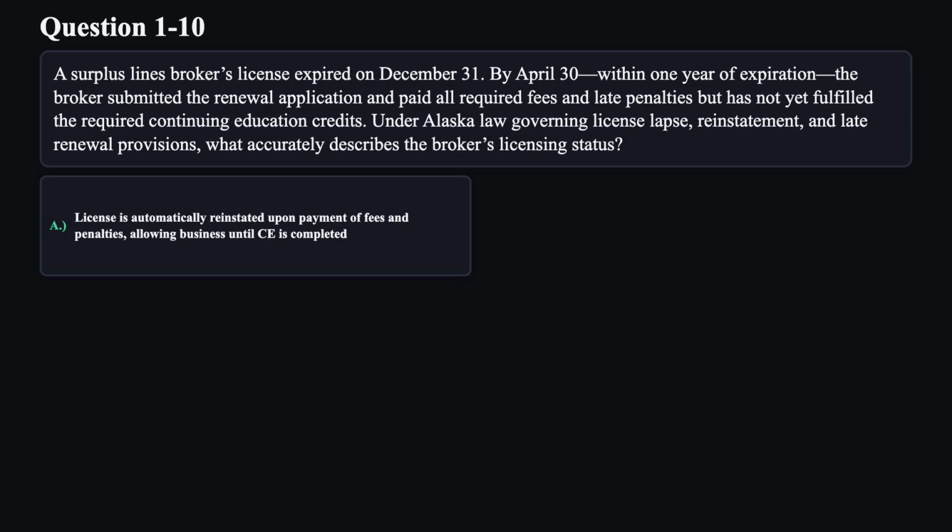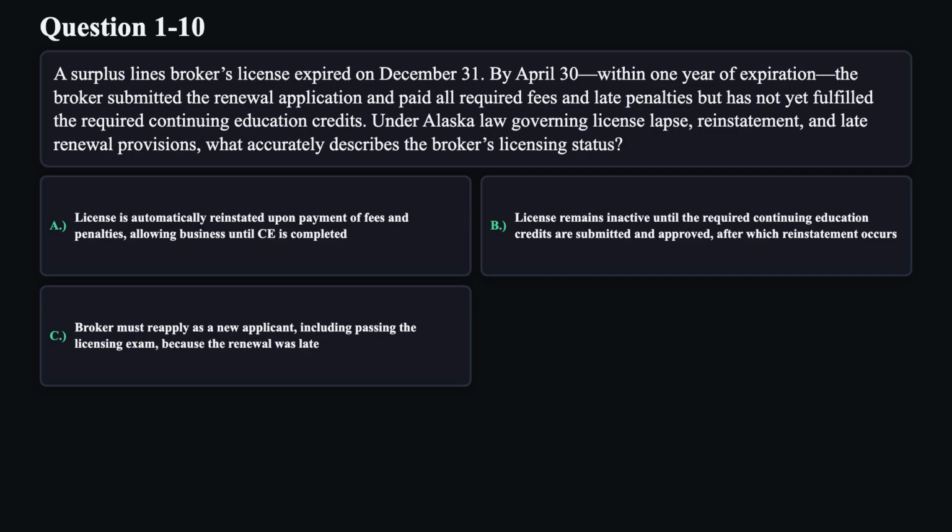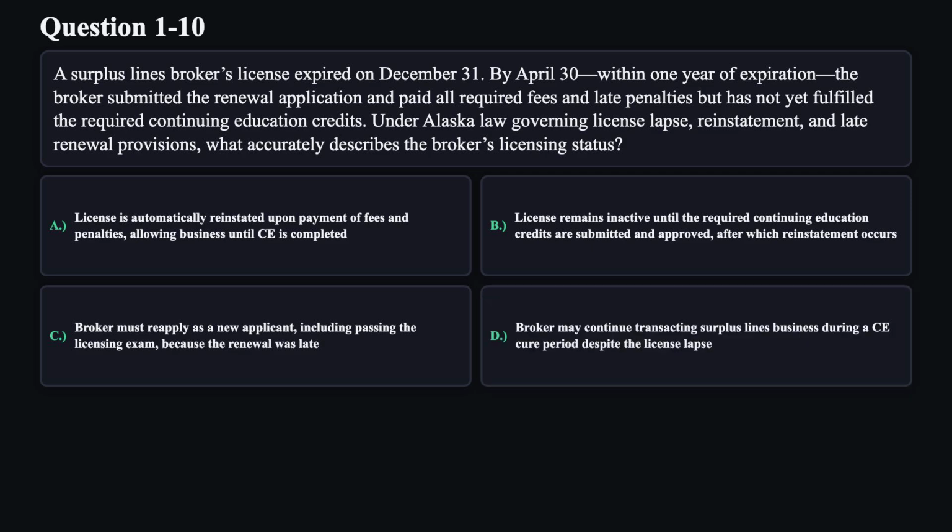A. License is automatically reinstated upon payment of fees and penalties, allowing business until CE is completed. B. License remains inactive until the required continuing education credits are submitted and approved, after which reinstatement occurs. C. Broker must reapply as a new applicant, including passing the licensing exam, because the renewal was late. D. Broker may continue transacting surplus lines business during a CE cure period despite the license lapse.